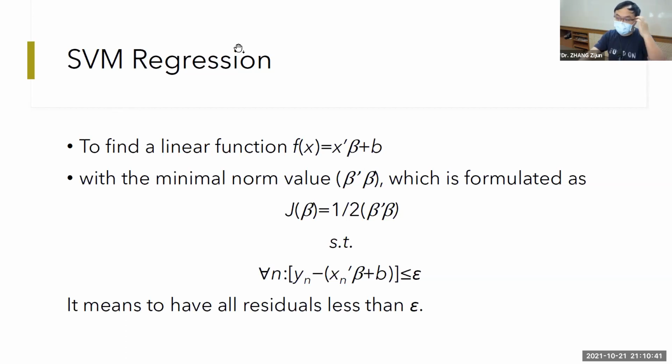SVM regression. SVM regression is also very similar to SVM classification, but if you want to change the function from classification to regression, you have to modify something here. That's the constraints are modified. It is no longer y multiplied.